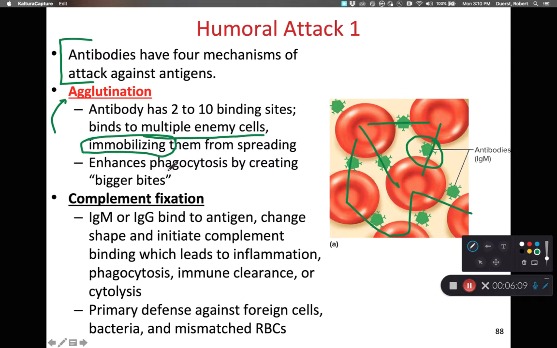They really can't function effectively. And now we're going to have enhanced phagocytosis, because instead of the macrophages swallowing one little cell at a time, now macrophages are going to be swallowing multiple cells at the same time. They'll have a nice big bite.